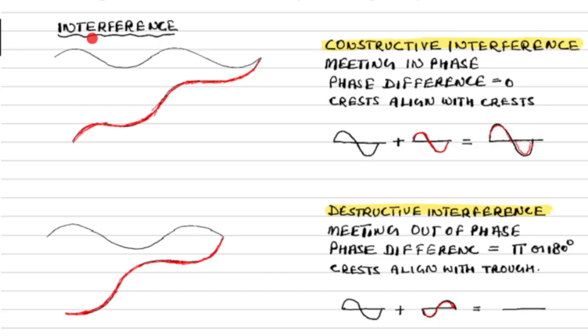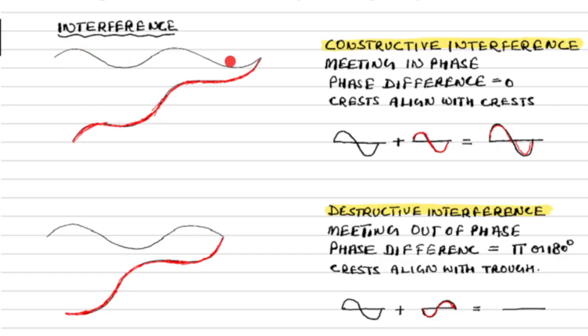Now we will talk about the interference of waves. When two light waves meet at a point, interference will occur. There can be two kinds of interference. It can be constructive, where they build on each other, or it can be destructive, where they destroy each other, nullifying each other's effect.